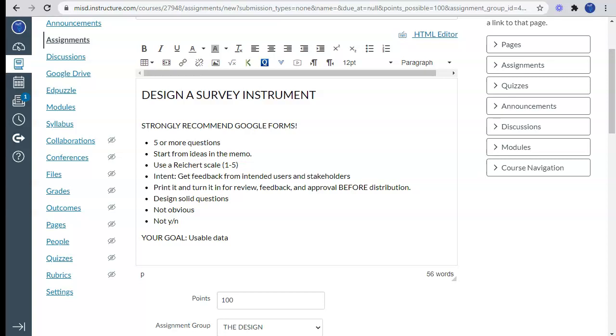Hello, this is Mr. Hupp, and I want to talk to you real quick about designing a survey instrument. This is to see if your project is alive. Is this something that people think is actually worth solving, is what you're trying to understand. So let me strongly recommend using Google Forms.